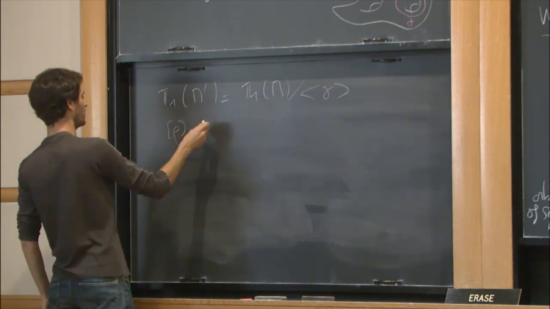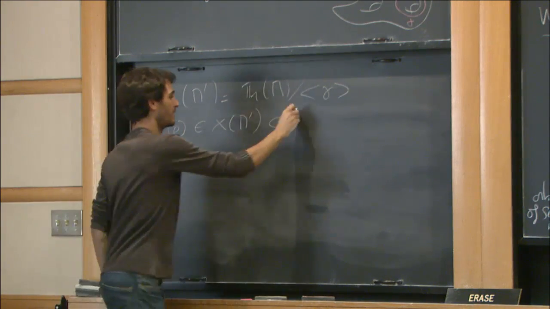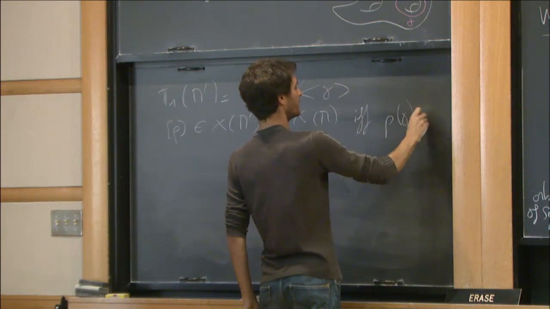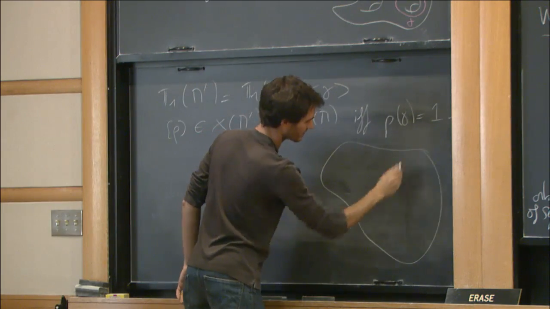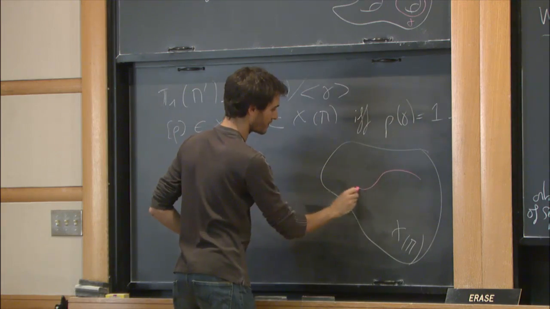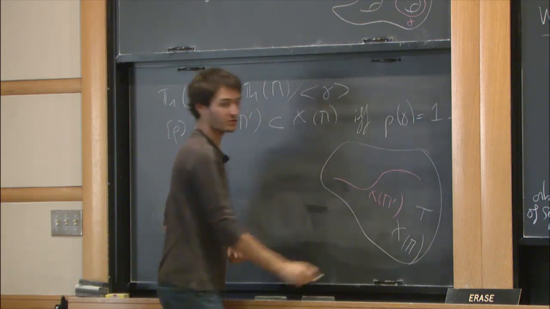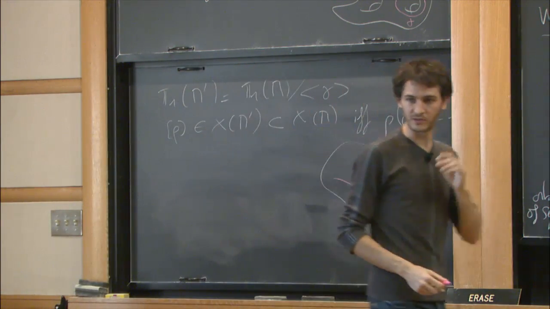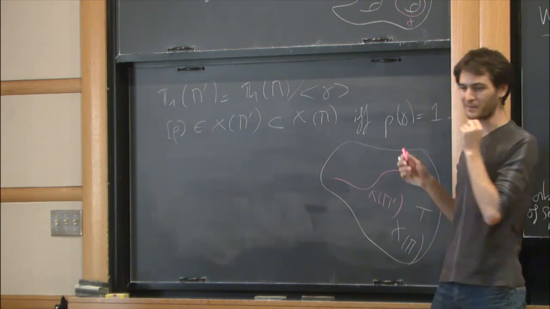So rho belongs to X of M prime, which I see as included inside X of M, if and only if rho of gamma is equal to 1. So I can make a picture. This is X of M, and inside I have X of M prime. And here I have the Reidemeister torsion of M, which is a volume form. I would like to explain how you can compute the torsion of M prime inside. So first question is, what is the codimension?